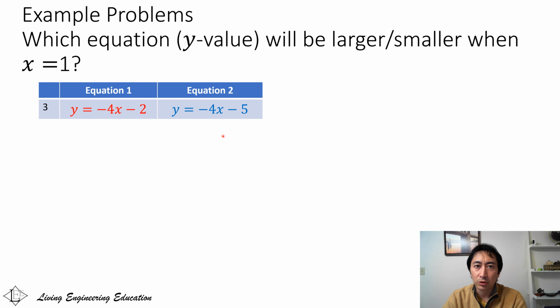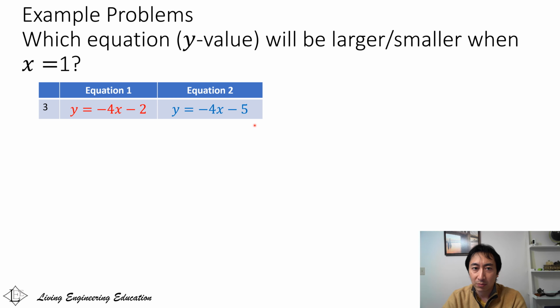This problem looks similar to the one we just looked at, right? We have a different value at x equals 1 that we're going to compare. And what's common between these two equations? Well, the slope is common, but this time it's a negative value. Does that matter? Well, we'll find out in a second.